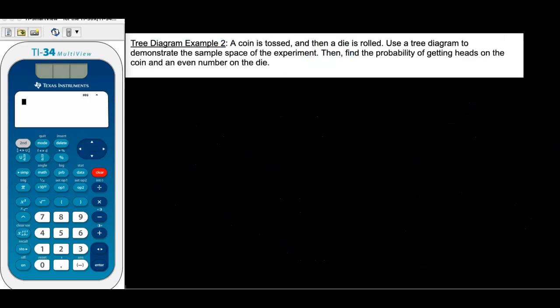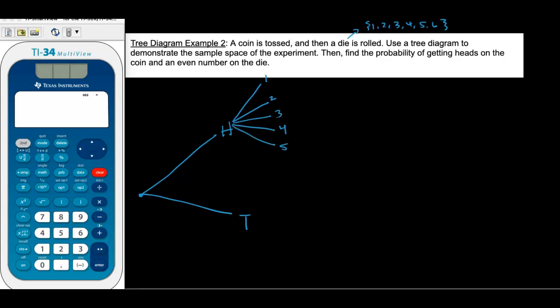In example 2, a coin is tossed and then a die is rolled. So when it says die, assume this is a 6-sided die with those outcomes. Use a tree diagram to demonstrate the sample space of the experiment, and then we have a follow-up question. So I'm going to start by just putting a dot here, and I'm going to ask myself, well, how many options are there if I toss a coin? Well, there are 2 options, and I could toss a heads or I could toss a tails. Then after tossing the coin, how many different options are there for rolling a die? Well, each one of these has 6. So I could get a 1, a 2, a 3, a 4, a 5, and a 6.